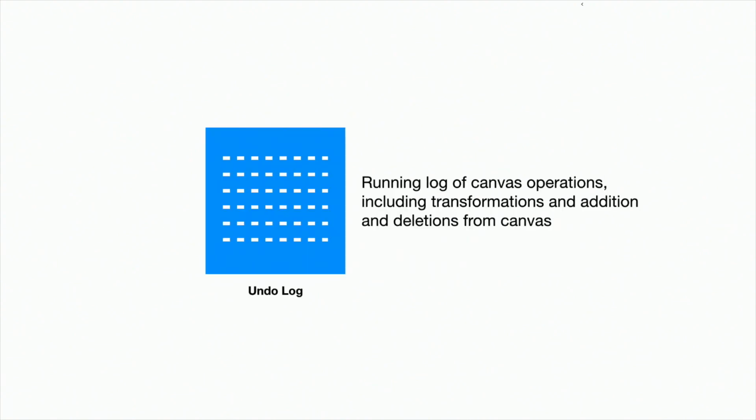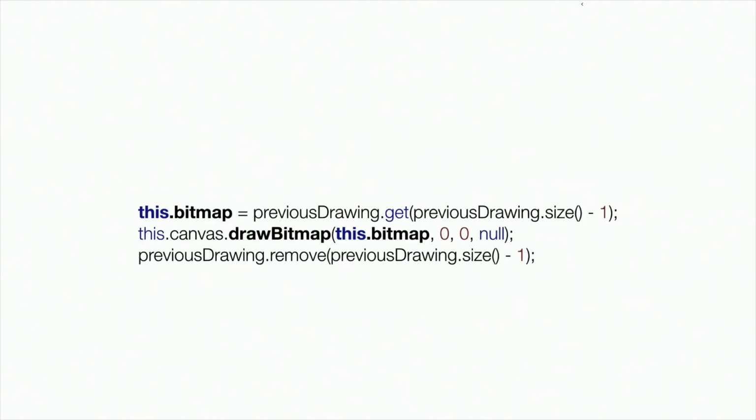But if you did want to make an undo operation, which our app also has, VizInteract has undo operations, what we do is we keep a running log of entire transformations on the canvas, including additions and deletions. These are things that we keep in our app, and that helps us to programmatically go back to any state we want.